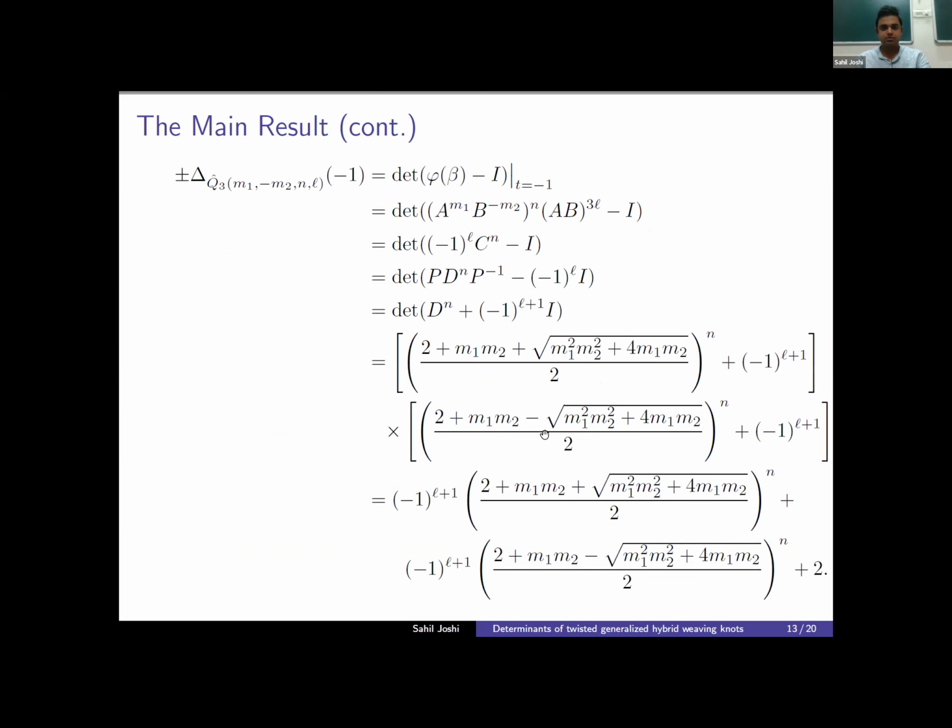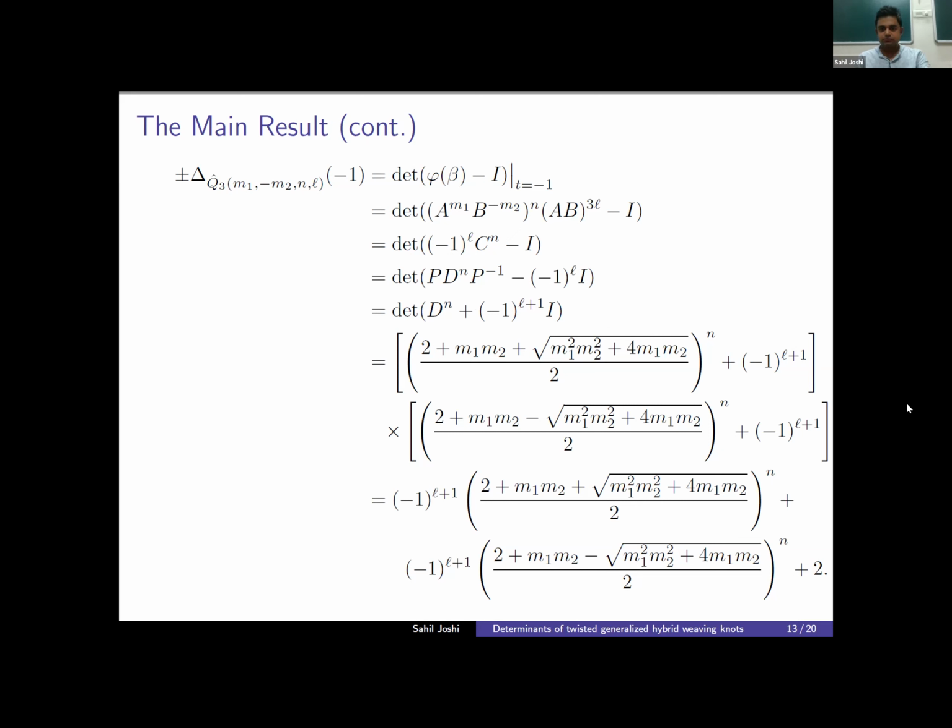So let me show the final calculation. By Burau's result, if I substitute t equal to -1 in that equation, I get the following. Here I have substituted C for this matrix, and this simplification can be done. Finally, this will be the determinant of this diagonal matrix plus (-1) raised to L plus 1 times the identity matrix. This determinant can be written as a product of the diagonal entries.